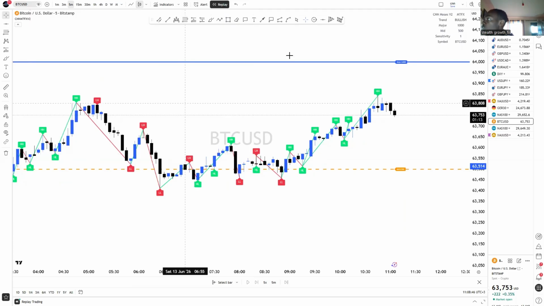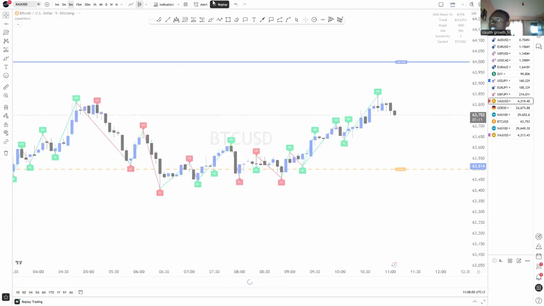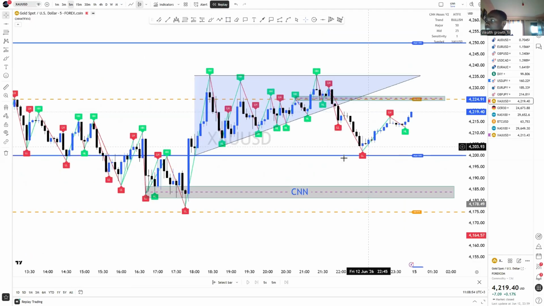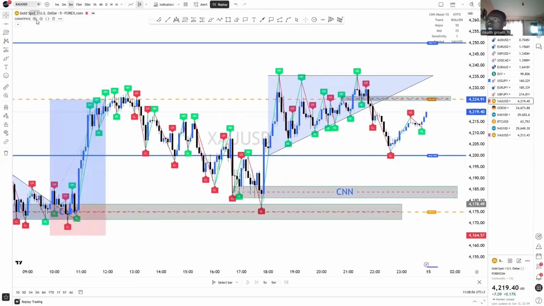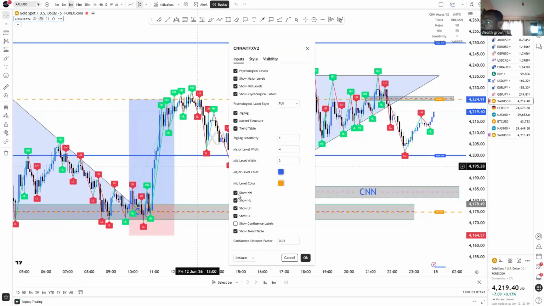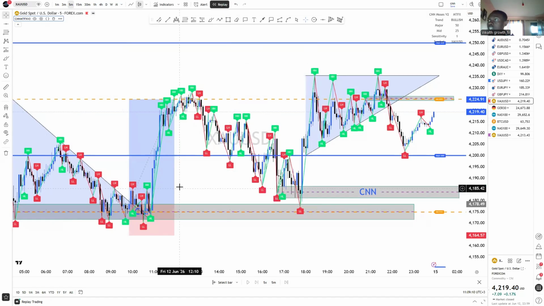Now let's go to XAU USD, on the trade that we took yesterday, and it went to profit. So this is the trade here. This is the trade that we took here. Let me remove these highs and lows, because we are not beginners. That is favoring beginners. If you are a beginner and you don't know how to identify the structure, then you can turn on the higher highs and higher lows.